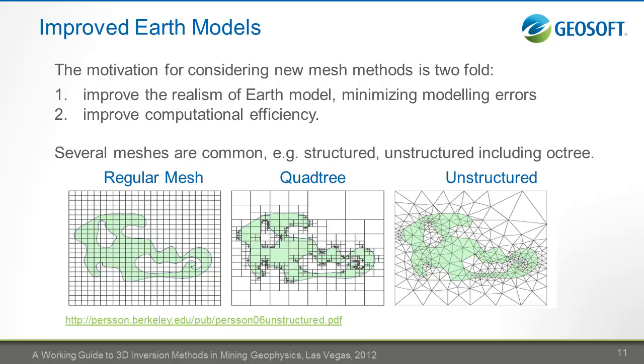several mesh type structures. On the left I'm showing the regular mesh with a complicated ore zone buried in it, shown in green. And on the right of that, in the center, I'm showing a quad tree mesh, and on the far right an unstructured mesh. Now, in a regular mesh, if we want to represent this ore zone, what we would normally do is turn voxels on and off so that the ore zone would be represented by a blocky type of structure.